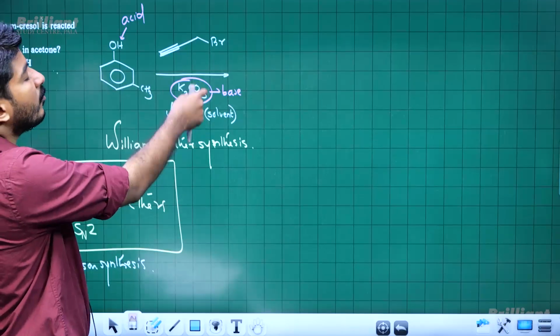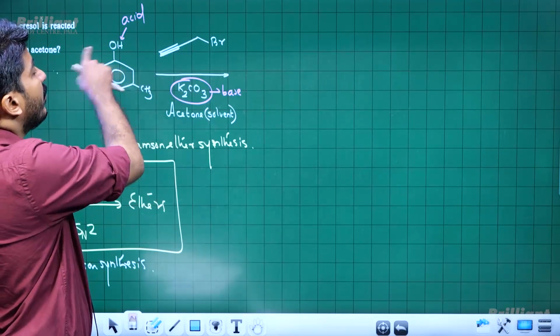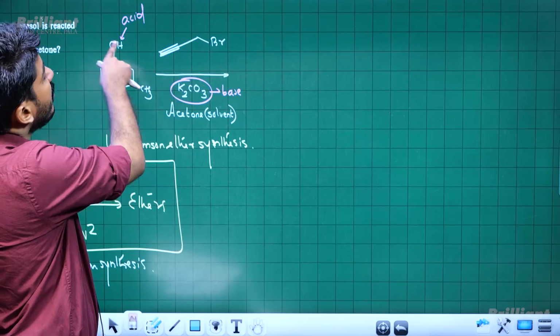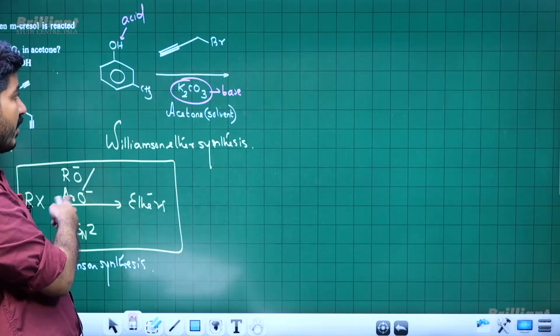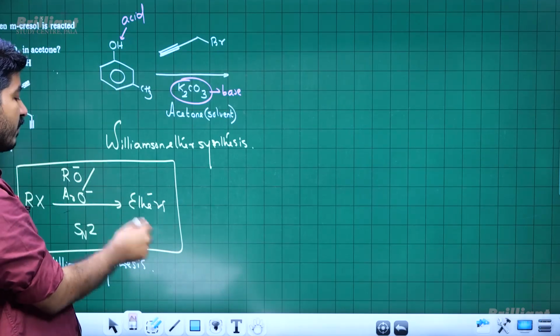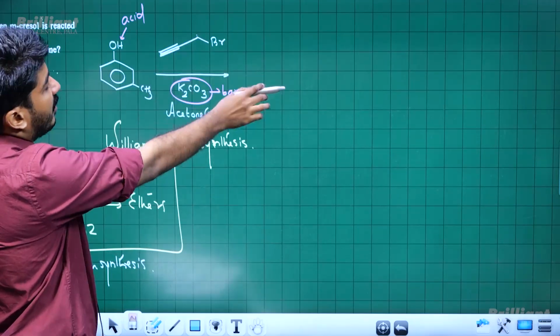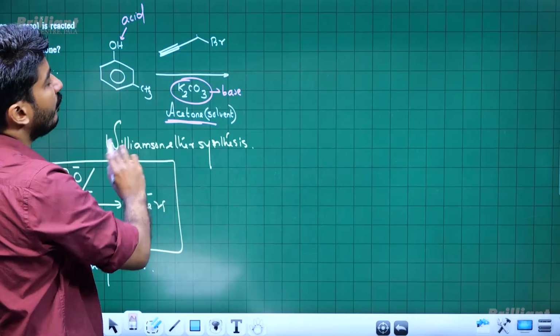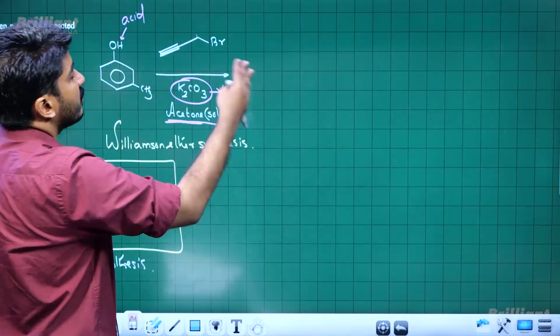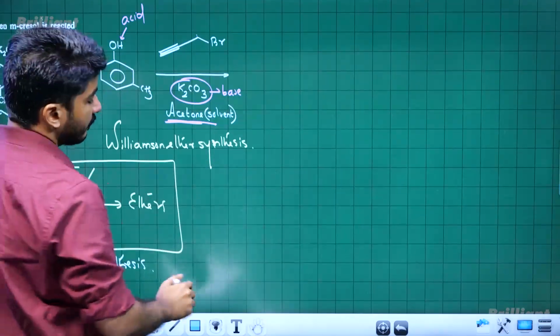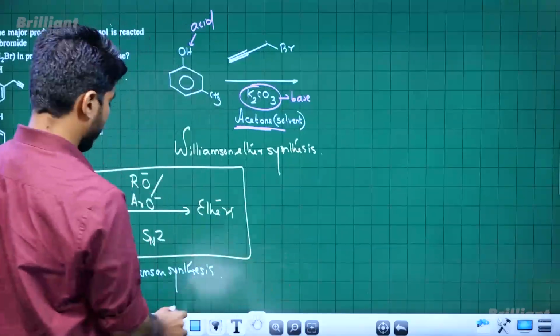CO3 2 minus takes H plus, producing O minus over there. And this O minus is a nucleophile, which is ArO minus, right? Then ArO minus attacks the haloalkane, doing an SN2 reaction, because acetone is the solvent, giving us an ether product. That is the question.